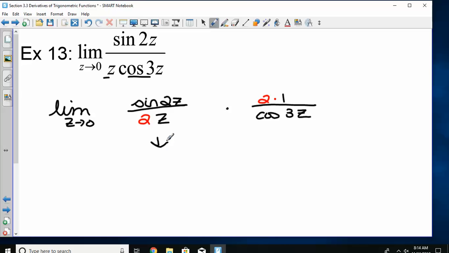Then this expression goes to 1 times 2 times 1, which is 2. Cosine of 0 is 1, so we get 2 for our answer.